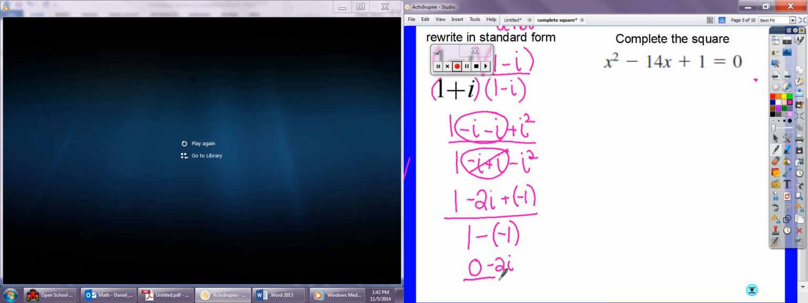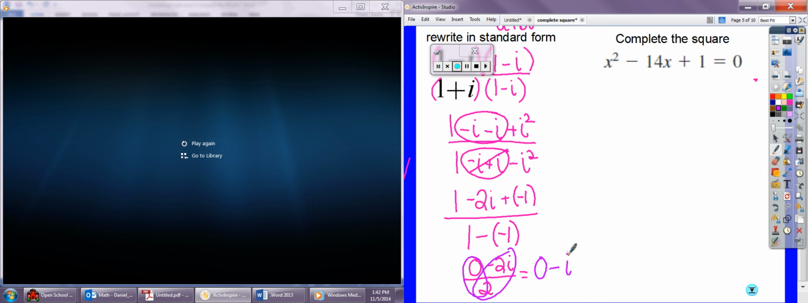Do I really need to write the 0? No. And what's in the denominator? 2. Not nothing. 1 minus a negative means plus, right? 1 minus a negative 1. So 1 plus 1 is 2. Now if I want to rewrite that even better, I take the denominator and it applies to both pieces. So what's 0 halves? 0. Minus 2 over 2 is 1, or just i.